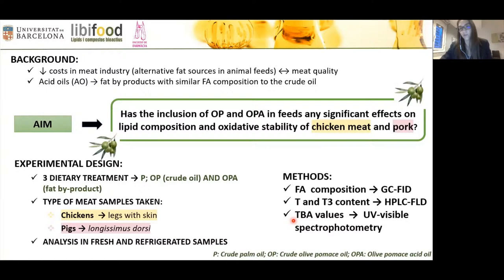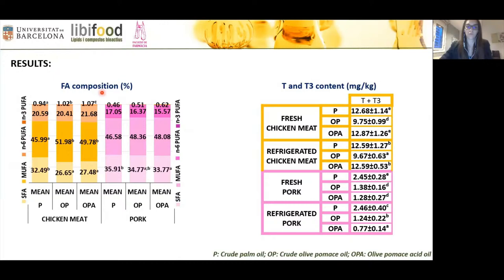Here in this graph, we can see the fatty acid composition results. We observe significant differences among the dietary treatments in chicken meat and in pork. This is in concordance with the fat used in each case. For example, the palm has the highest saturated fatty acid percentage in both types of meat.